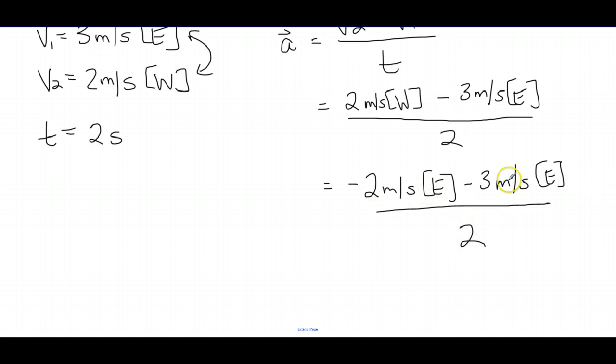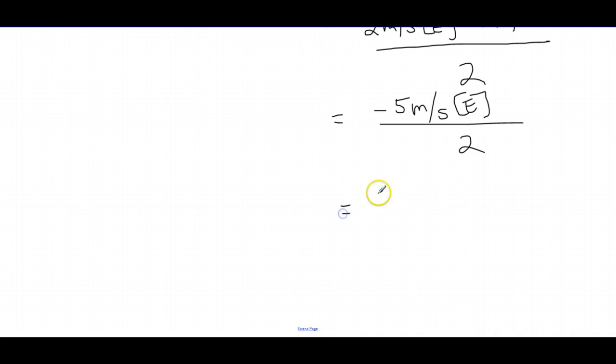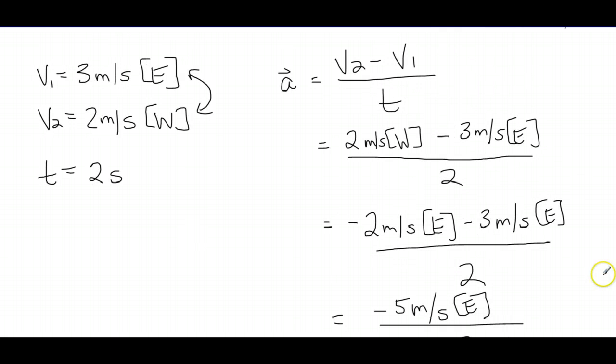Over 2, and now you can add these two numbers together. So we end up with negative 5 meters per second in the east over 2, and you end up with 2.5 meters per second squared in the east direction. Okay, so just be on the lookout for when your directions aren't the same. The only thing you'll ever have to do is just change the sign in front of one of them to make them the same. And I think that's it.